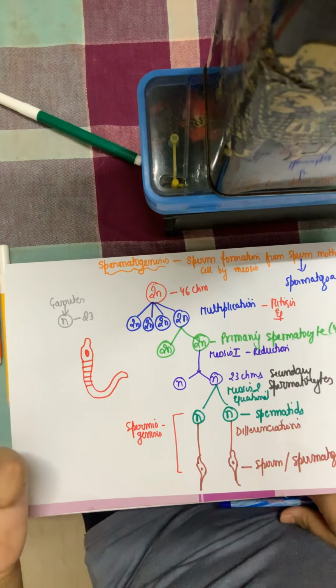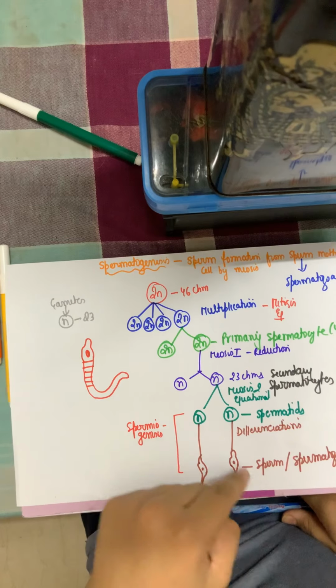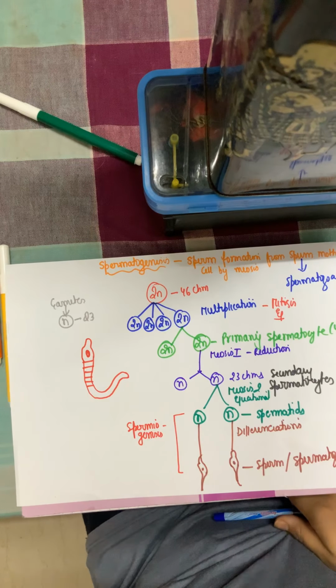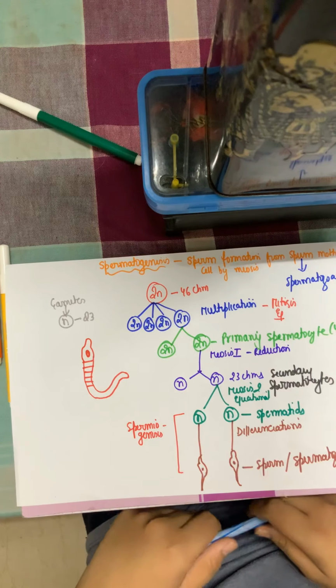Okay, and what is spermiogenesis? Spermiogenesis is formation of sperm from spermatid by differentiation. So the last step of spermatogenesis is spermiogenesis.